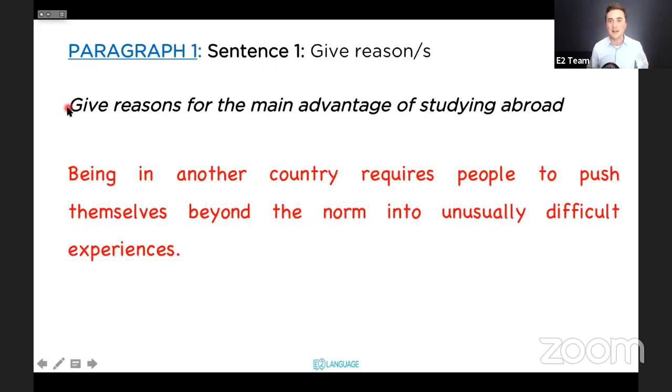I've missed a slide there. I'm just going to show you my example first and you can do yours. I'm giving reasons. Why does studying abroad lead to personal growth? Being in another country requires people to push themselves beyond the norm into unusually difficult experiences. I'm going to elaborate on this in my next sentence. Now you write your sentence, give reasons for the main advantage.